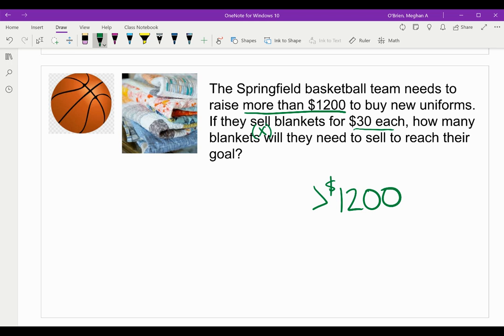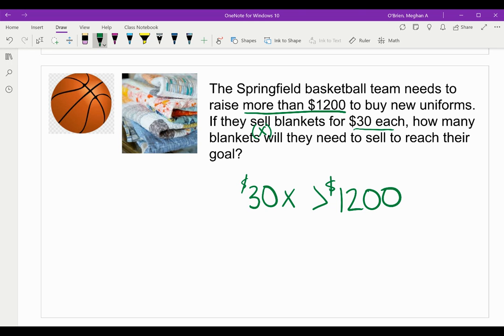Well, $30 a piece and buying so many of them, that's multiplication. So it would be $30 times however many they sell just has to exceed or be more than or greater than $1,200. And that's my inequality that matches this story. And it didn't ask me to solve it.